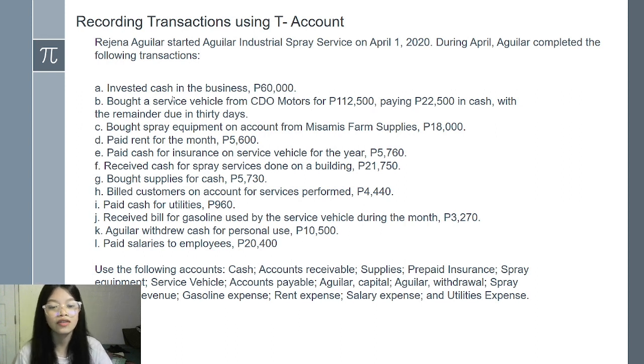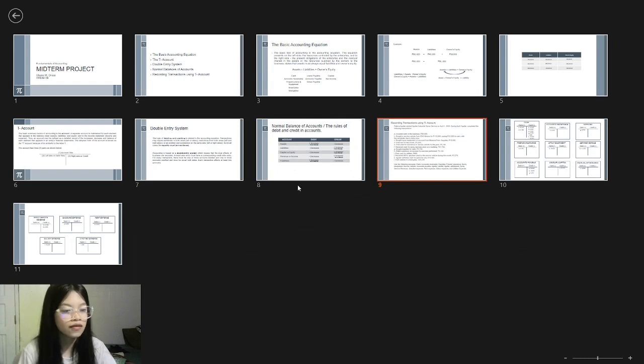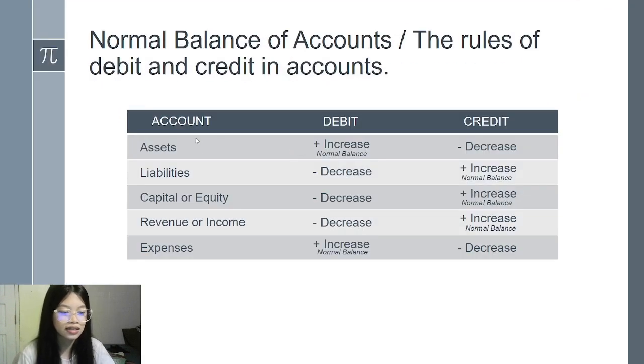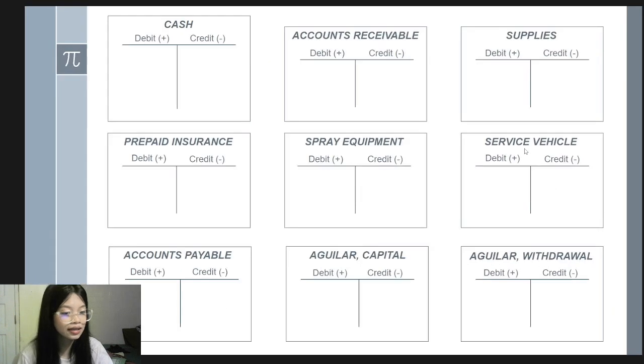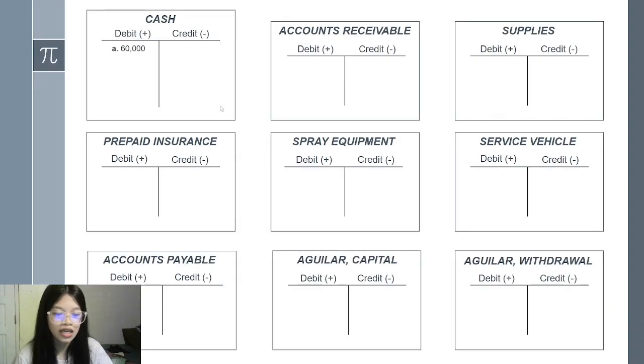So, pag sinabing invested cash is nag-a-add ng cash sa business. So, this transaction increased both the asset cash and owner's equity. So, according to the rules of debit and credit, an increase in asset is recorded as debit, while increase in owner's equity or equity is recorded as credit. So, ang entry natin dito ay debit cash and credit Aguilar Capital.